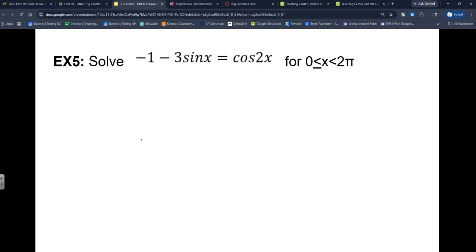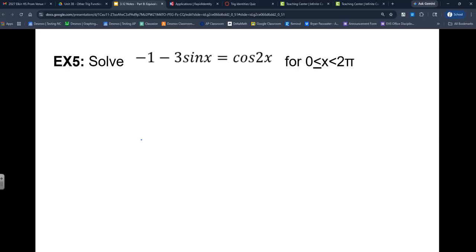Let's try a different one. Now this time, I've got cosine of 2x. Am I going to be able to do like I did on the last problem where I just basically solve it with the 2x still in there? I cannot, because I've got a sine x over here. I've got another trig function, right? So this one we do want to use the identity for.